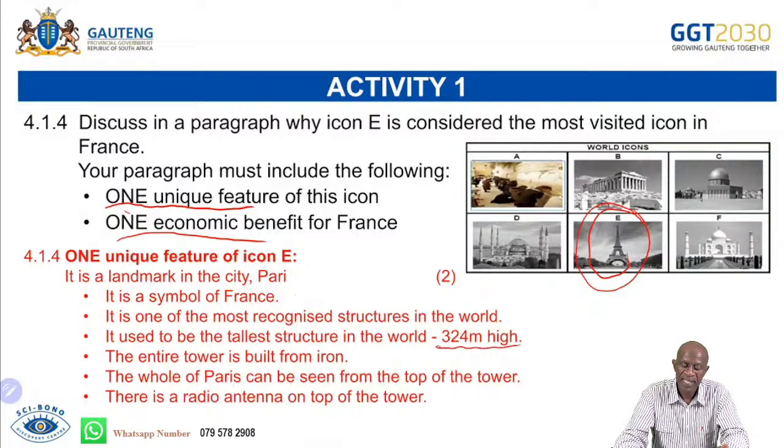The entire tower is built from iron. The whole structure, the only material that was used was iron. The whole of Paris can be seen from the top of the Eiffel Tower, so you can view the entire city of Paris. There is a radio antenna on the top of the tower, so there is a radio reception area on top of the structure to give a good reception.